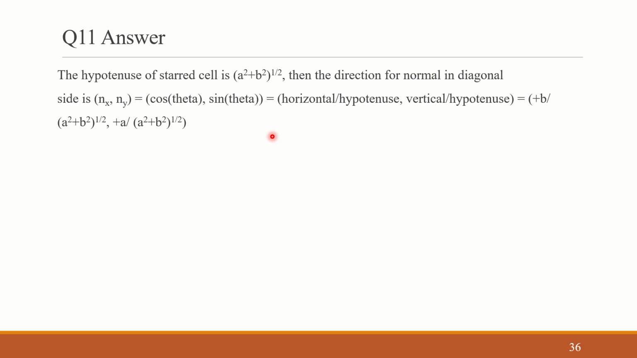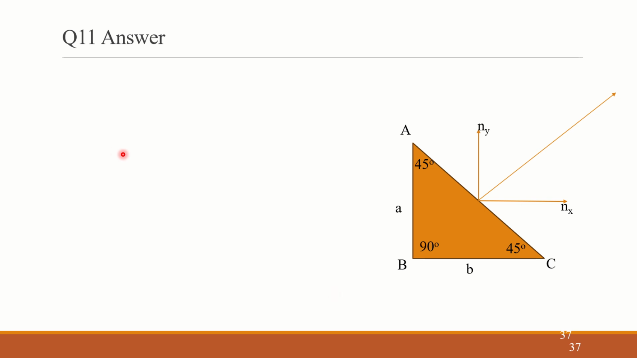So it is b by square root of a square plus b square, and a by square root of a square plus b square. So in other words, it is a, b, c, and we have a and b. This is the normal direction it will point out. If we resolve it into the direction cosines, the outward normal is in this direction. So we are resolving it into the direction cosines nx and ny.